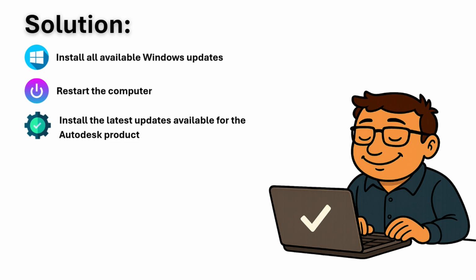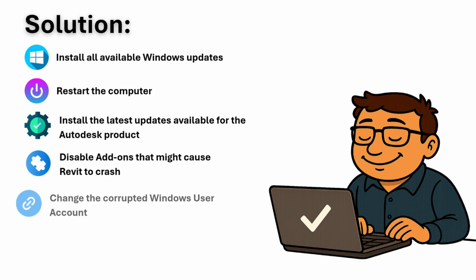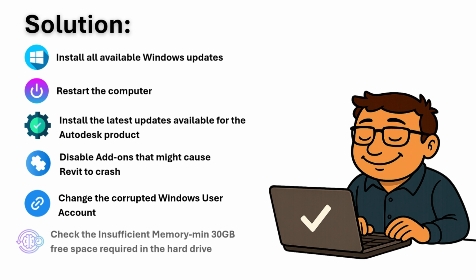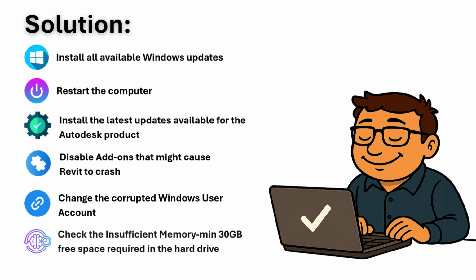Never skip these patches. 4. Disable your add-ons. If Revit stops crashing, you've found the conflict. 5. If it's still broken, test a new Windows user account to rule out profile corruption. And 6. Check your hard drive. You need at least 30 gigabytes of free space for Revit to breathe. A clean system is a stable system.